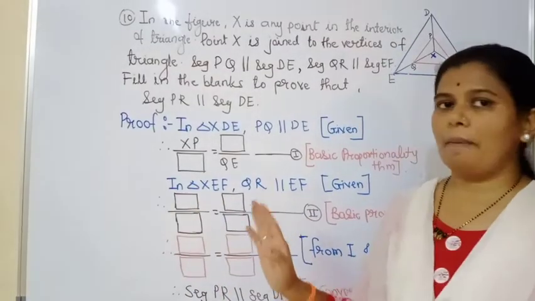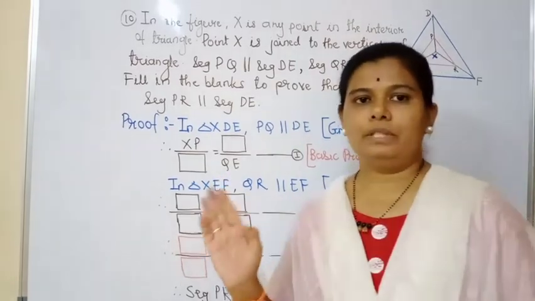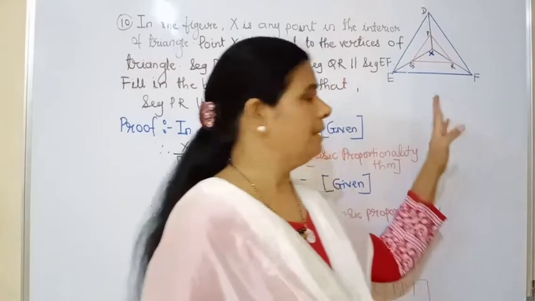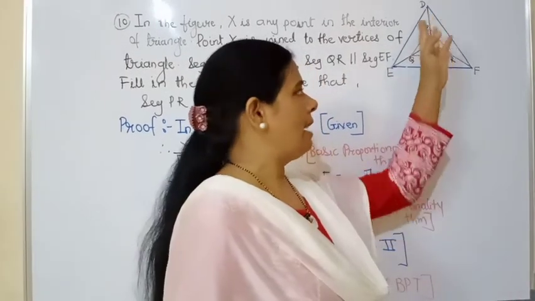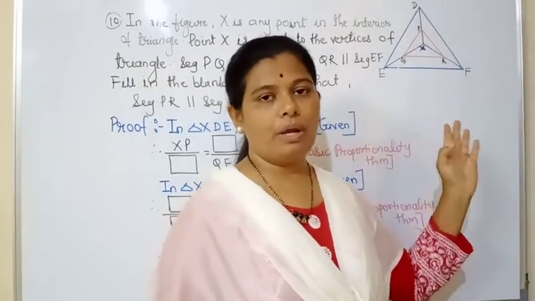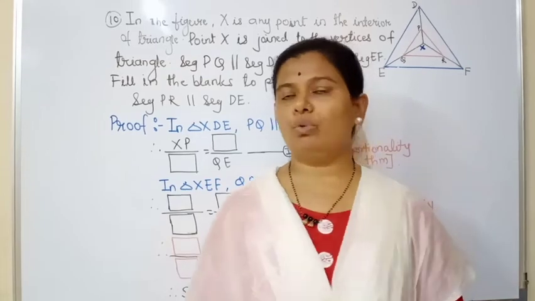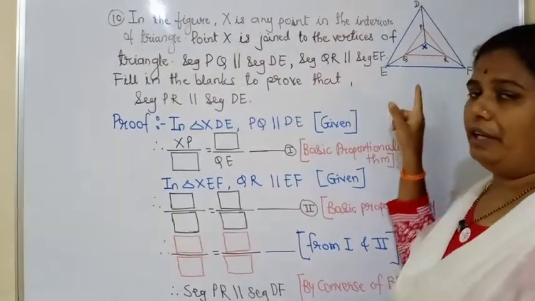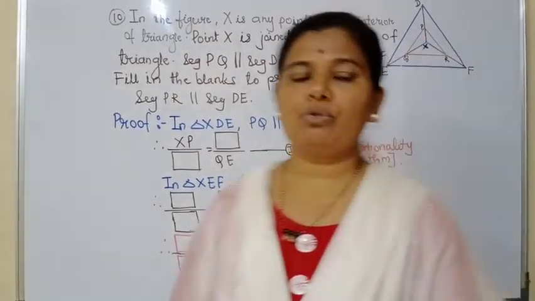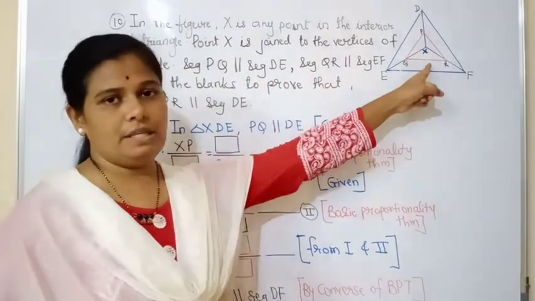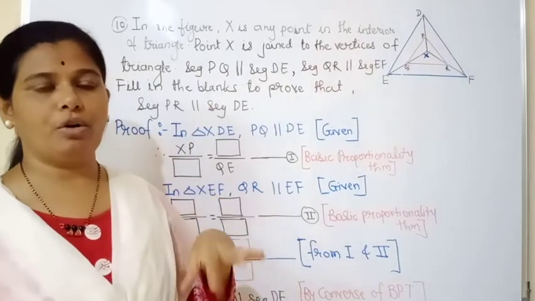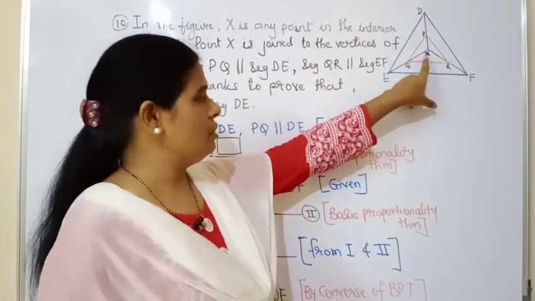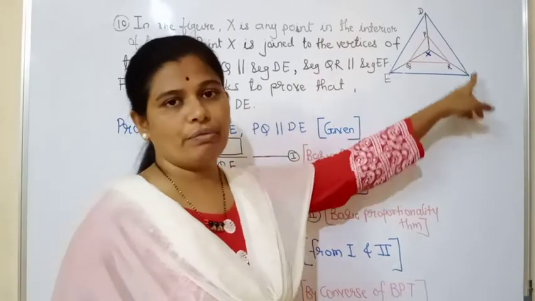We will solve example number 10. This example is an activity based example. As you can see here, the diagram is given to you, triangle DEF, and some more information is given to us, that is in the figure x is any point in the interior of the triangle. As you can see, x is the point which is inside the triangle. Then this x is joined to the vertices of the triangle.